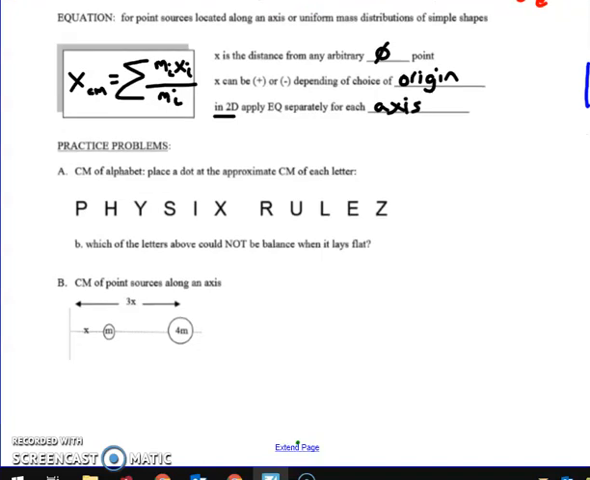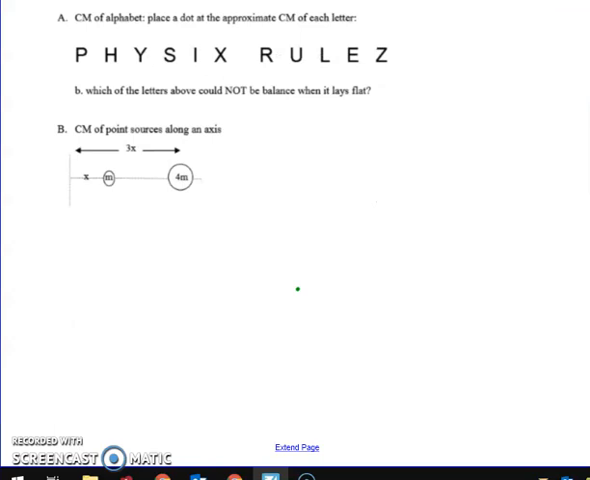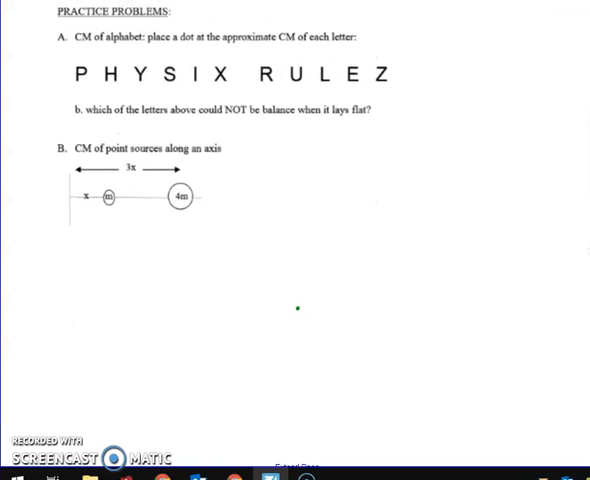Okay, so let's just do some practice. Here we go. The first one is just conceptual. Let's say I have these capitalized letters that spell out PHYSICS RULES. Let's pinpoint conceptually, qualitatively, where the center of mass is. For an object or a letter like I, we know it's going to be right there in the middle. For the X, we know it's going to be right there. How about for the U?